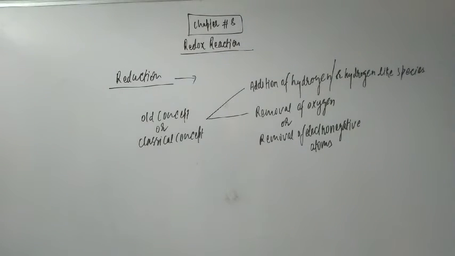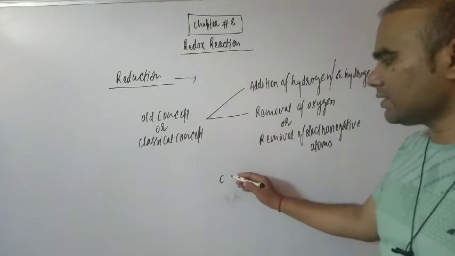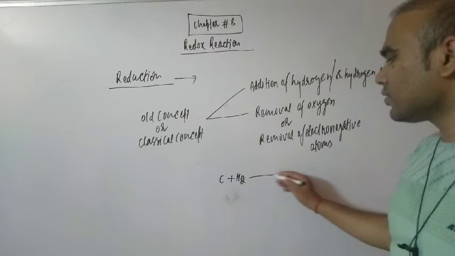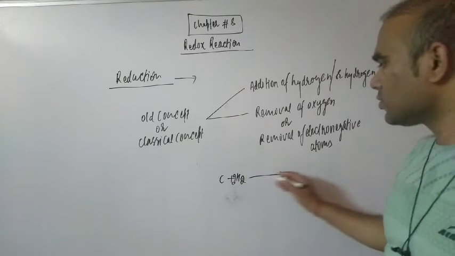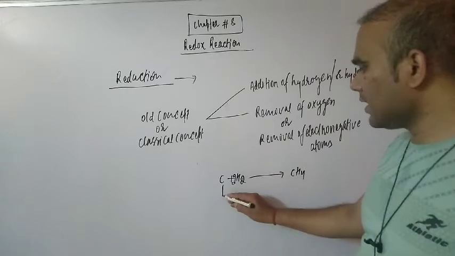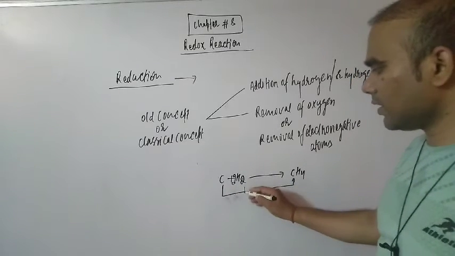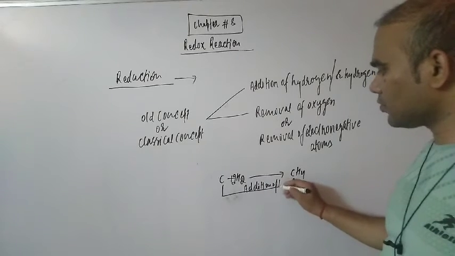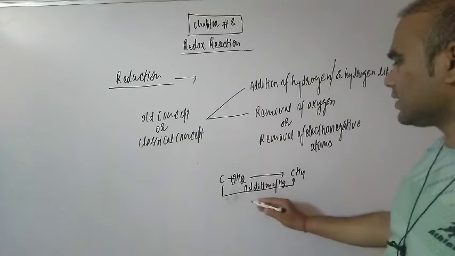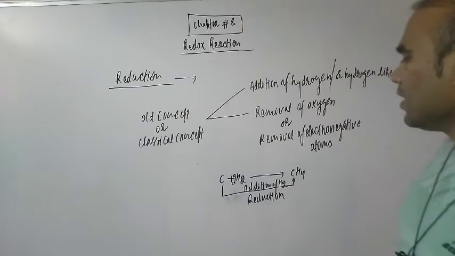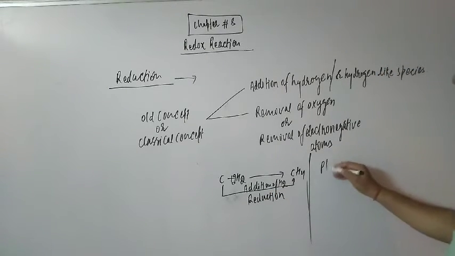Now let us understand this with the help of examples. Suppose I have carbon, C, and if you add hydrogen, 2H2, it gives CH4. Here addition of hydrogen is taking place, so it is reduction.